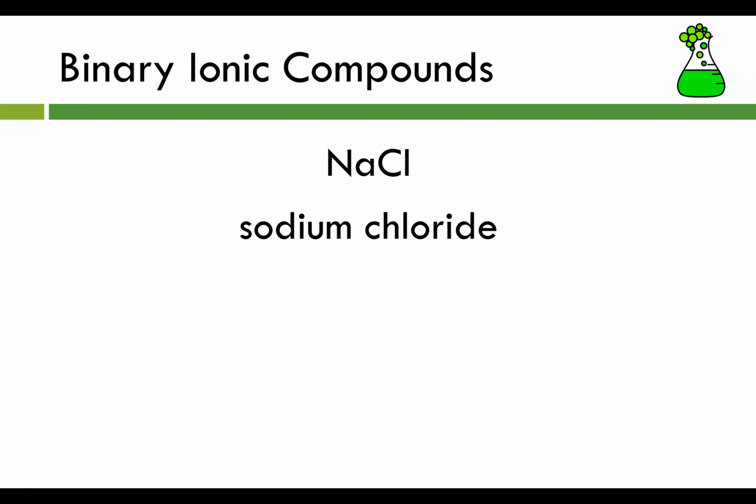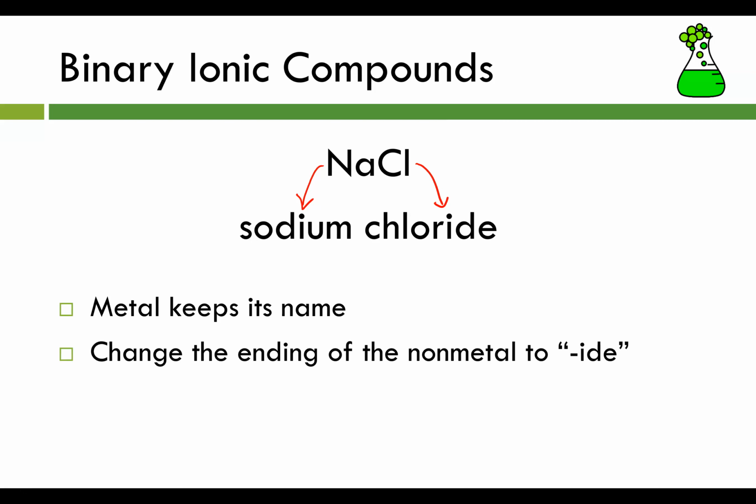If you had to kind of explain what's going on with the names, what's happening to the name of the metal? No, nothing at all. Na on the periodic table is sodium, so the metal in ionic compounds keeps its name. What about the nonmetal? Is Cl chloride on the periodic table? No, it's chlorine. So our nonmetal is going to drop its ending and turn it into IDE. So instead of chlorine, we'll call it chloride.